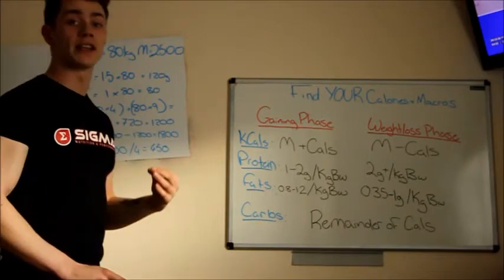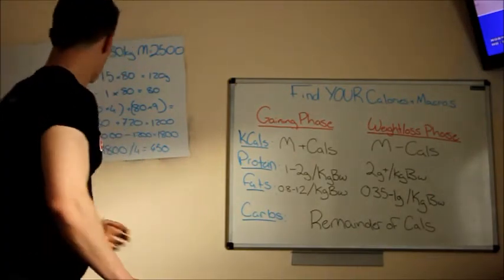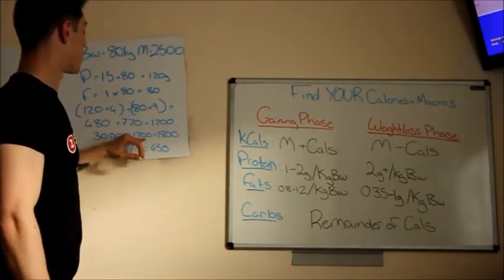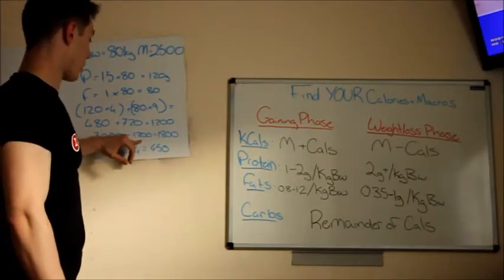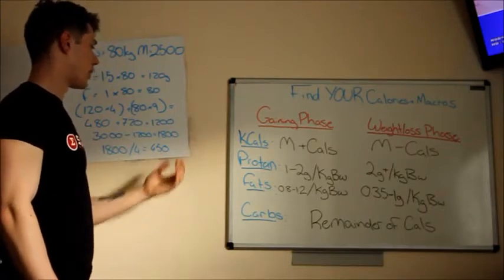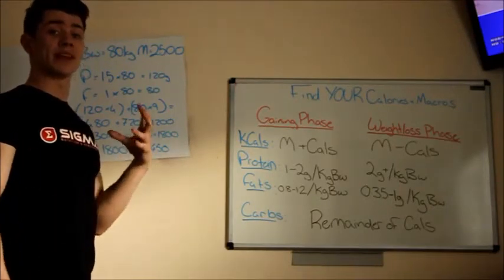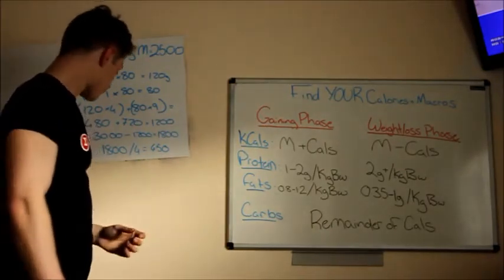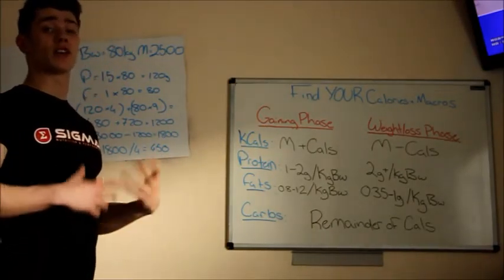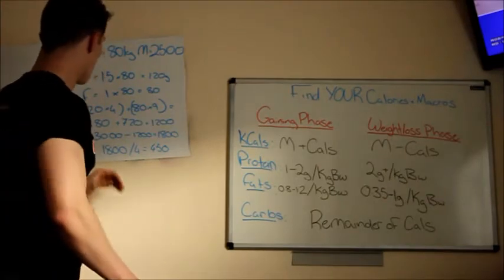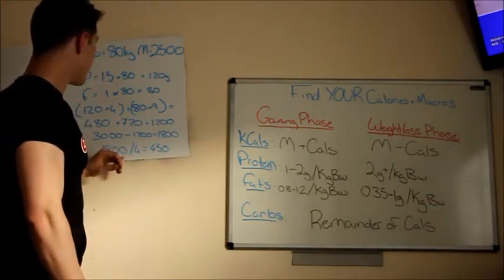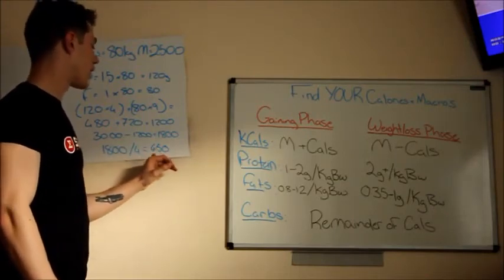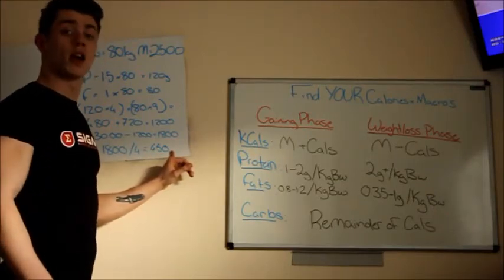So now we have to find our remaining calories. So we take our calorie goal of 3,000 and we subtract 1,200 from it. We then end up with 1,800. So it's going to be 1,800 calories from carbs. So then to find out how many grams of carbs we're going to take in, we're going to take our 1,800 calories divided by 4 and that will equal out to 450 grams of carbohydrates.